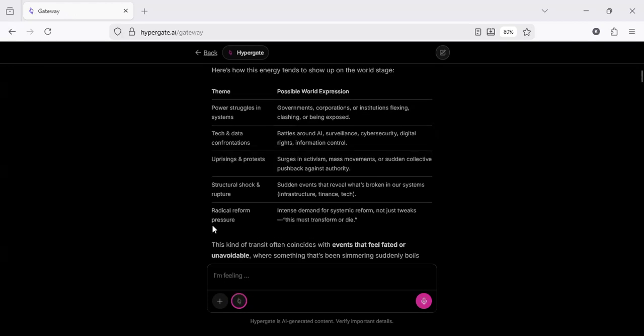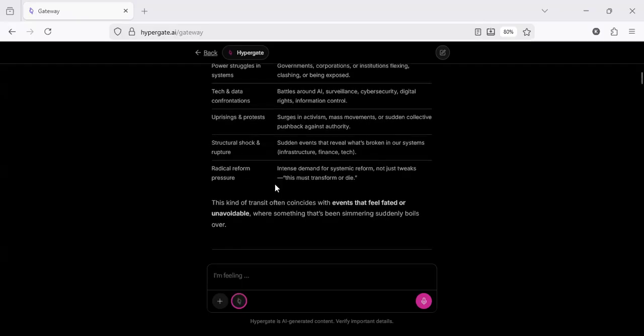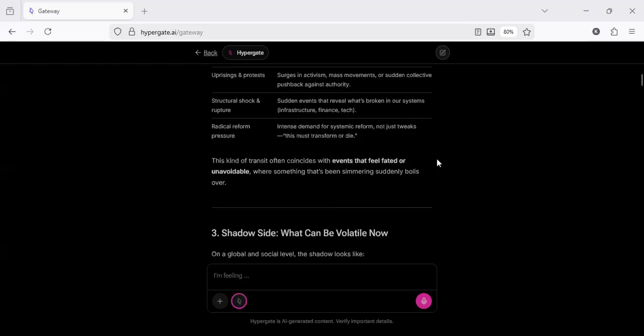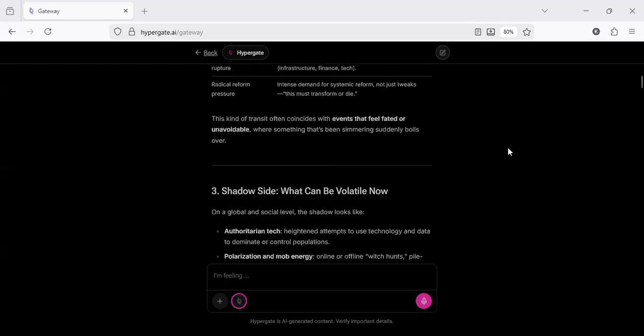Structural shock and rupture: sudden events that reveal what's broken in our systems. Radical reform pressure: intense demand for systemic reform, not just tweaks. Okay, this must transform or die. There's your Pluto expression. This kind of transit often coincides with events that feel fated or unavoidable, where something that's been simmering suddenly boils over. I think we can all see this.